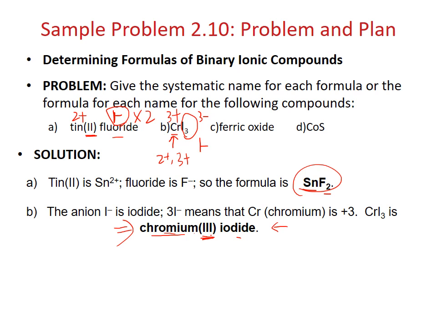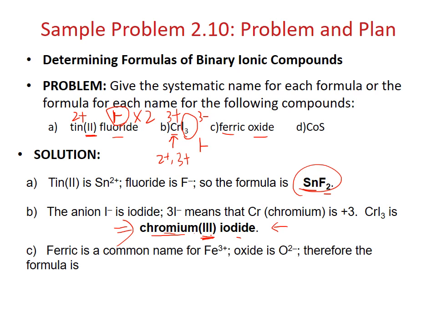Okay, next one, ferric oxide. So ferric is a common name for iron 3 plus. Okay, oxide O2 minus. All right, so group 6 fixed charge. So one is 3 plus, one is 2 negative. How do you make charge the same, positive negative same? 3 plus must times 2, and 2 negative must times 3, and therefore the formula should be iron 2 oxygen 3.